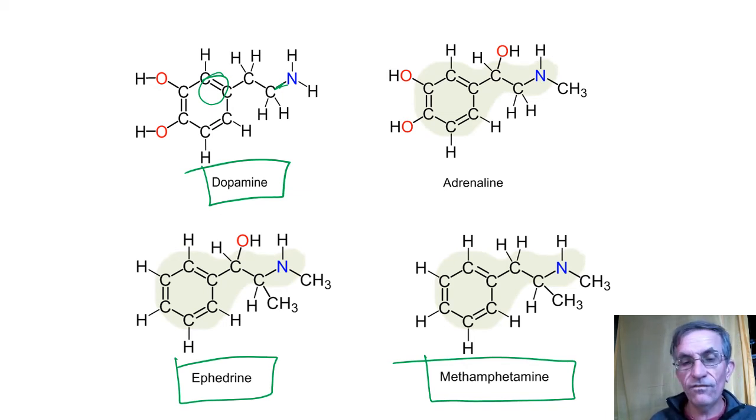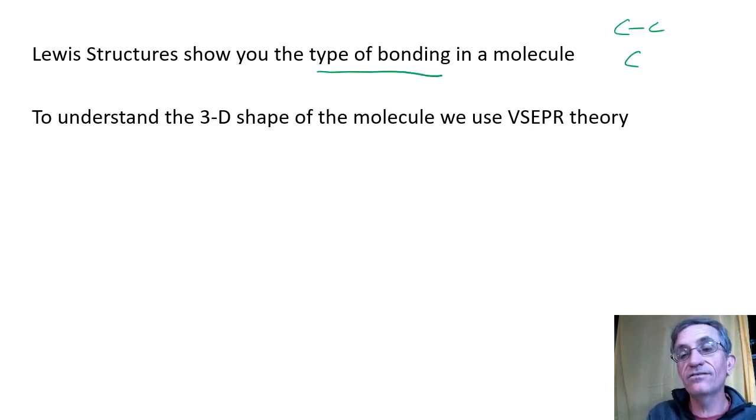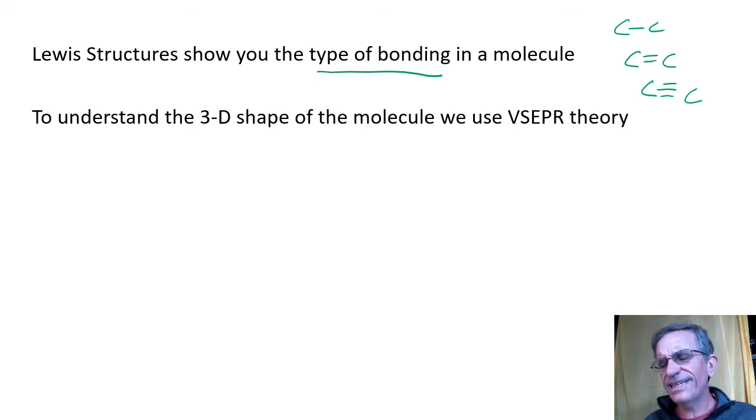So far, we've talked about Lewis structures. Lewis structures don't really tell you the shape. What they tell you is the type of bonding. They tell you whether my atoms are connected by single bonds, or by double bonds, or by triple bonds. We need to know that to be able to understand the shape, but that's not enough information. You need to also look at one more idea.